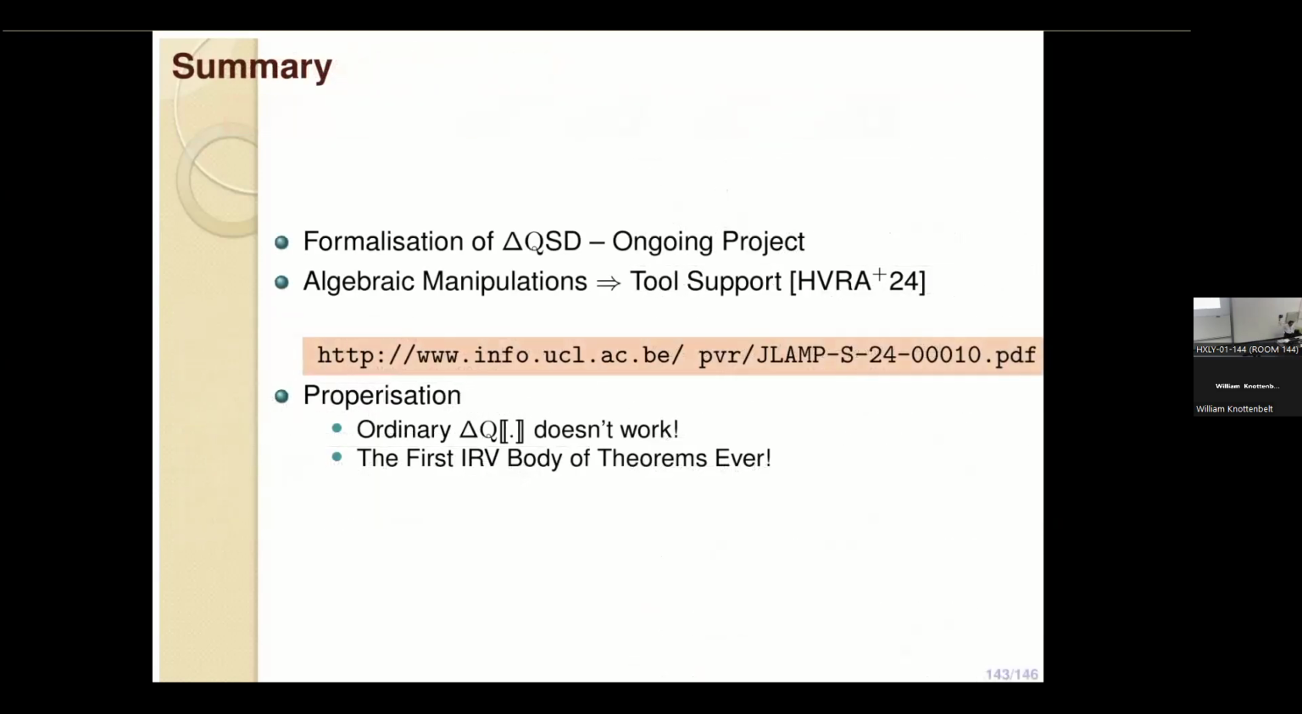So in summary, there is an ongoing project on the formalization of ΔQSD. I would like to again credit PNSOL for the ΔQSD itself. This part of the lectures is only about the formalization of that. We have an ongoing project. Like Neil just pointed out, we use these algebraic manipulations for tool support, and some of that is explained in our JLab submission recently. There is properization where the ordinary techniques that I've just shown you don't work. You can use that magic wand and it works.